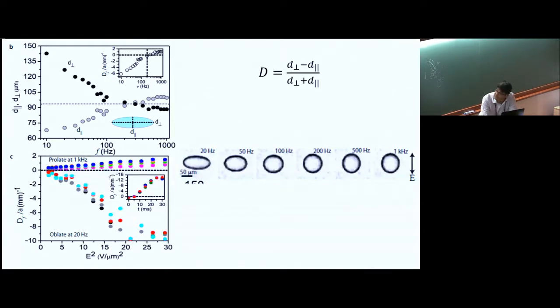So for a prolate, it's about 1 kilohertz. I can change my electric field so I can make something more and more prolate, because the E square term goes up. If I am at an oblate at 20 hertz, I can change my frequency and make it more and more oblate. So if these droplets were to act like lenses, I can now change the focal length of this lens by changing the frequency or applying larger and larger electric fields.